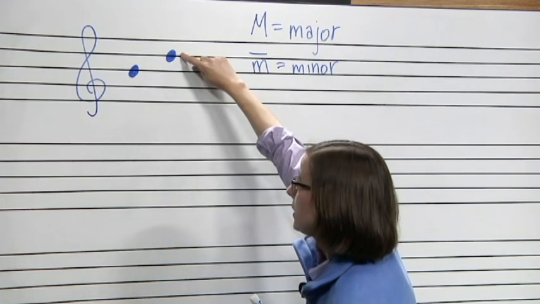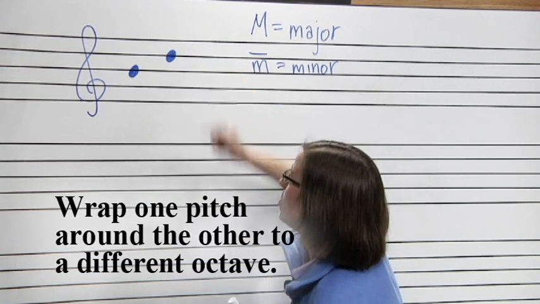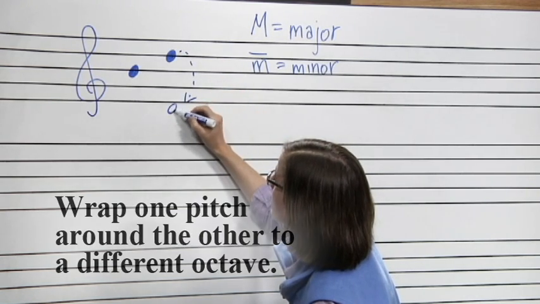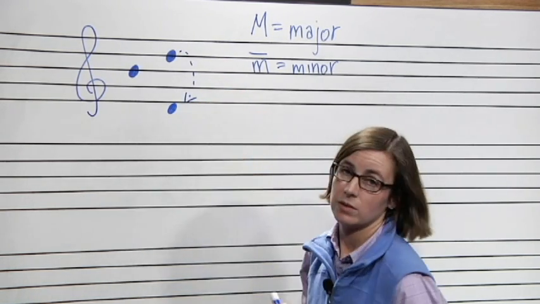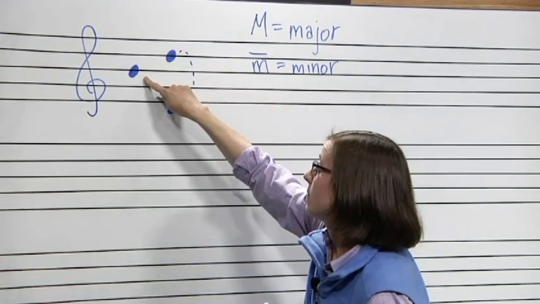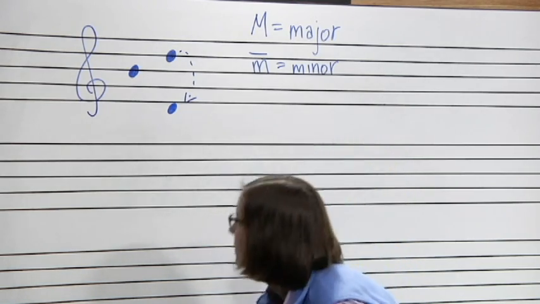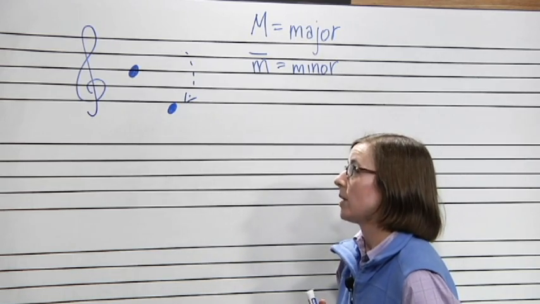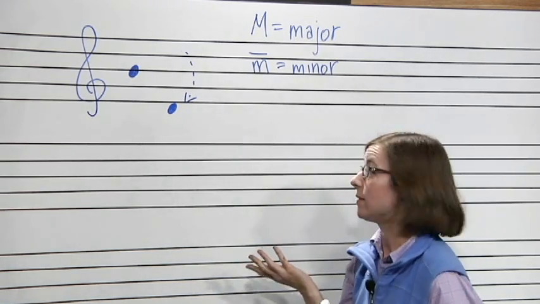I'm going to take this D here and move it down to the octave below, and it needs to cross over where the other note is. Now I'm going to take this away. So what I did was invert my third, and it turned into something else.